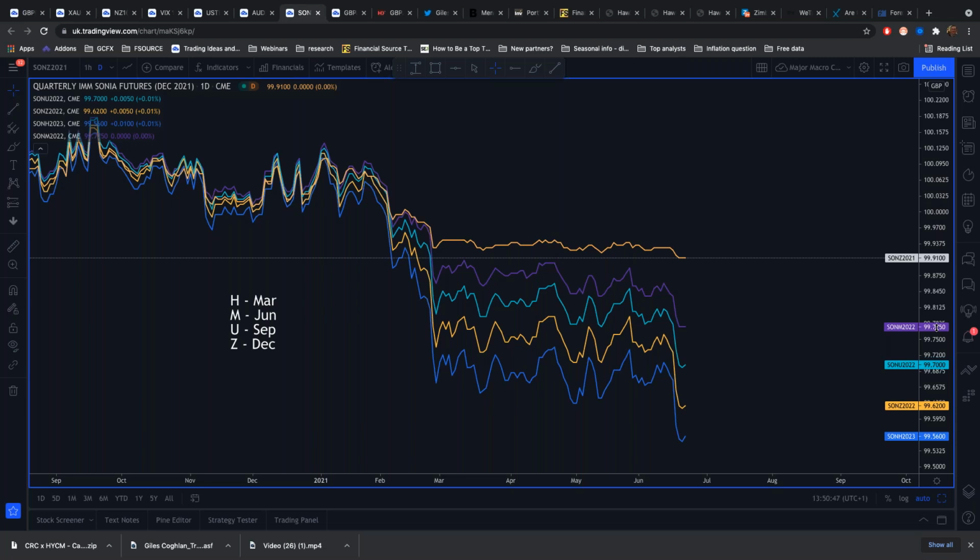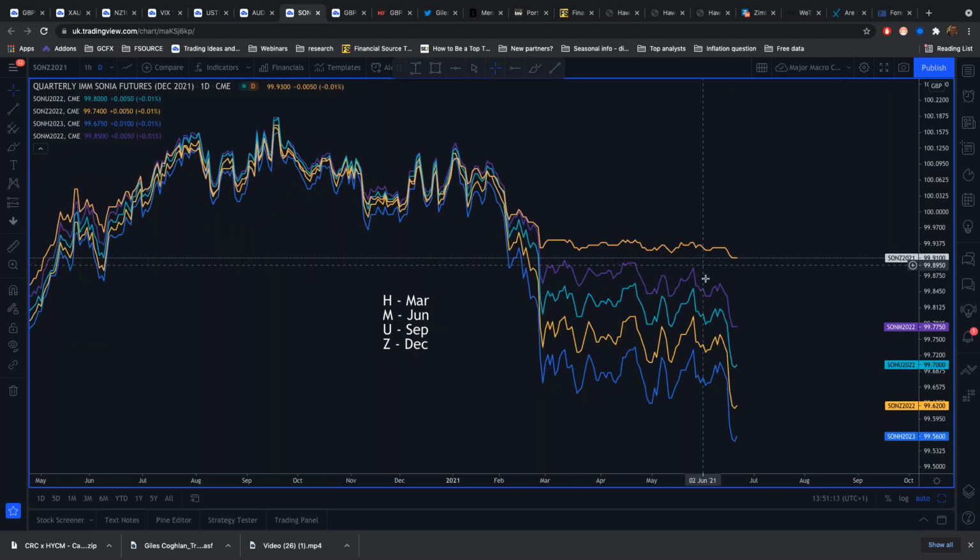Now that means that between now and June 2020 next year, markets are expecting two 10 basis point interest rate hikes. And if you go all the way out to 2023, notice this is 0.44. They're expecting three interest rate hikes in 2023.